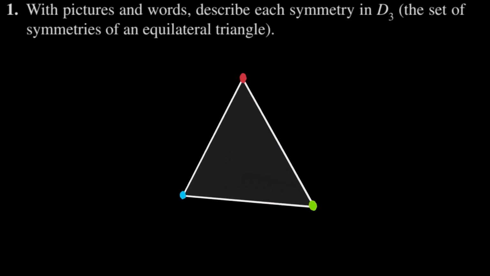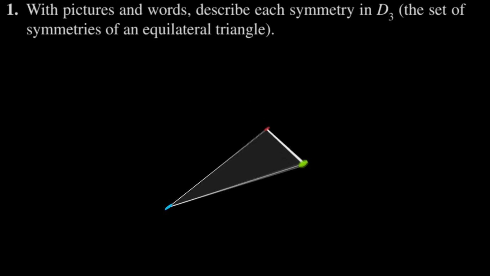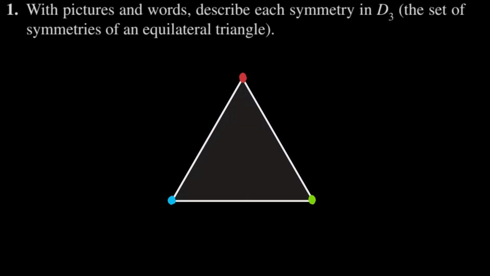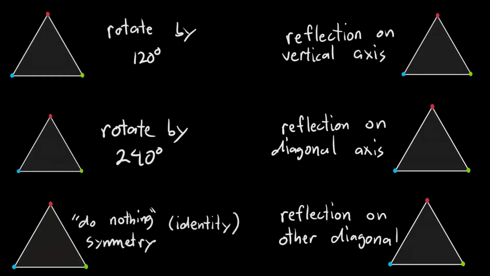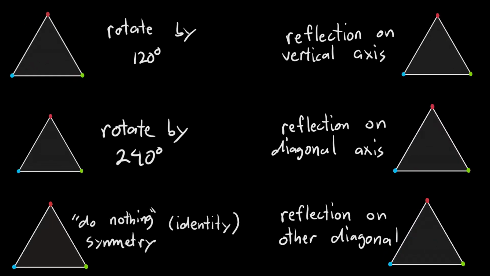We can also flip the triangle across some vertical axis, and we can also flip the triangle across the two other diagonals. And here's one that people miss pretty often, the do-nothing symmetry, as my professor calls it, where you just do nothing. So there you have it. Those are the 6 symmetries of an equilateral triangle.